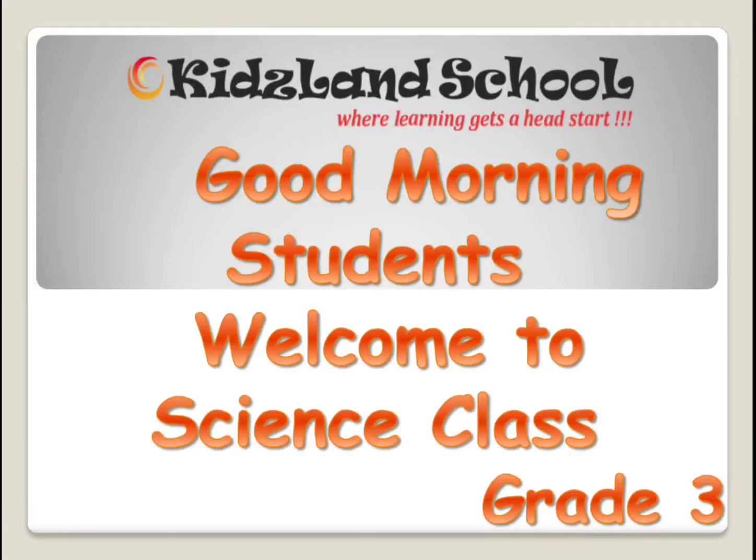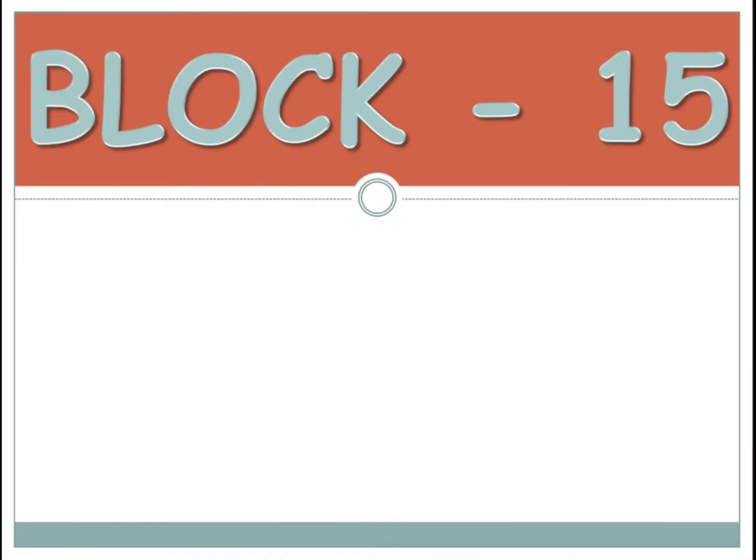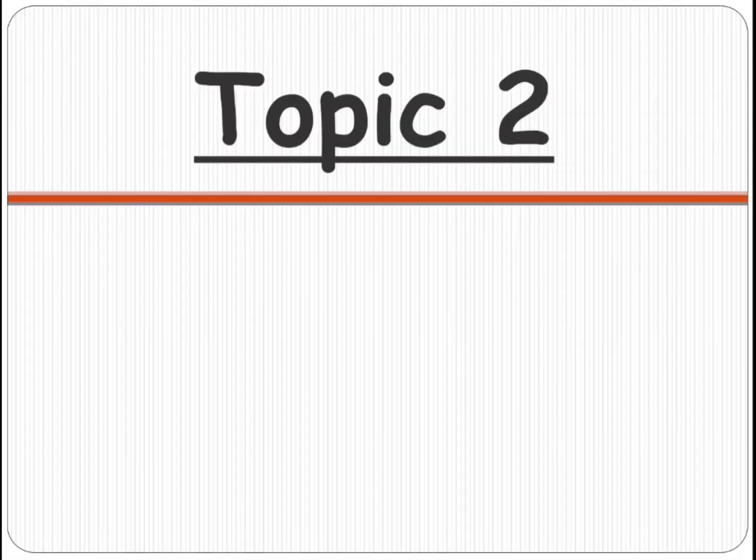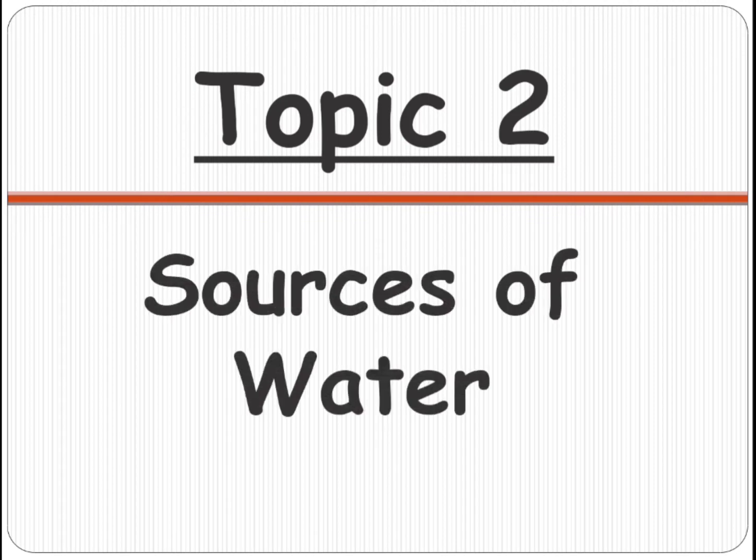So, in science, we are learning the 15th block, which is local sources of water, isn't it, children? And in this, we have learned different uses of water in the first topic. Yes. So, in the second topic, we are going to learn what the sources of water are. Okay. So, here, children, you have two main sources of water.